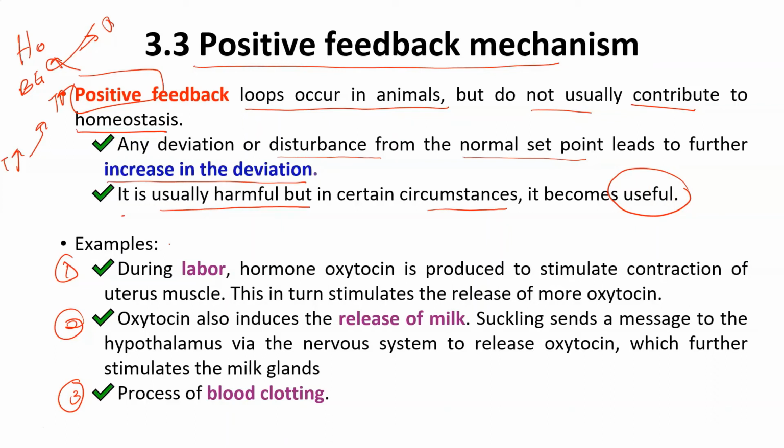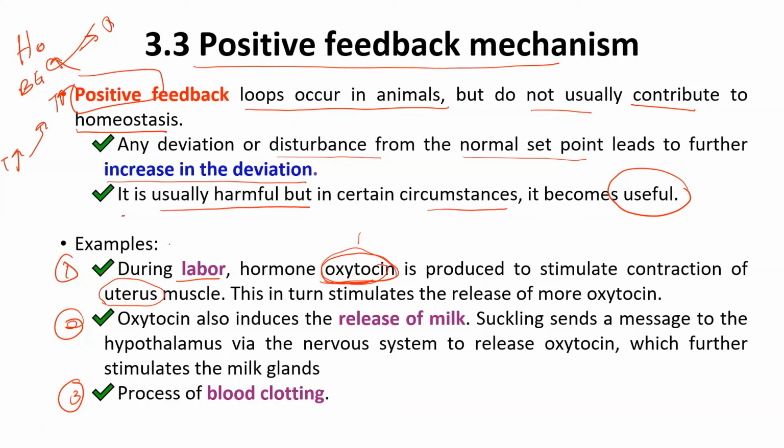The example yang paling senang yang kita nak bagi adalah during labor. During labor is giving birth, childbirth. During labor, the hormone oxytocin is produced to stimulate contraction of the uterus muscle. Oxytocin is the hormone secreted by the pituitary gland again. From the brain, the pituitary gland secretes the hormone oxytocin, which travels along your blood until it reaches the target organ, which is the uterus.